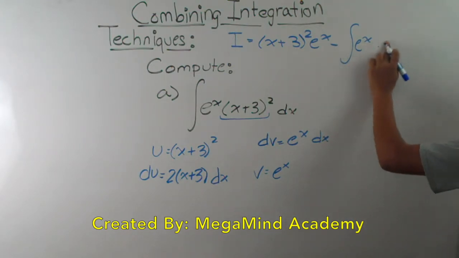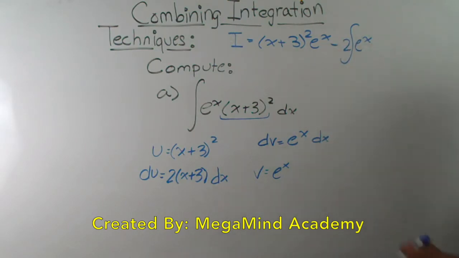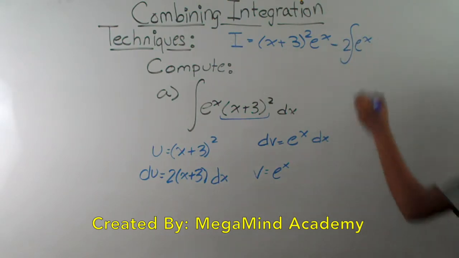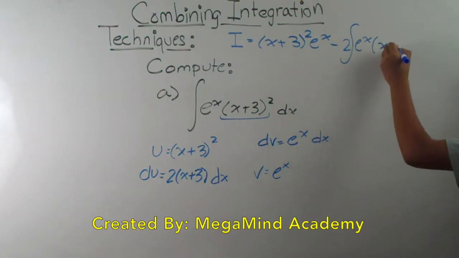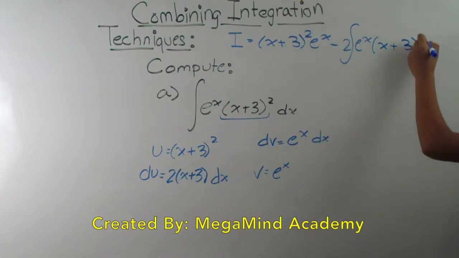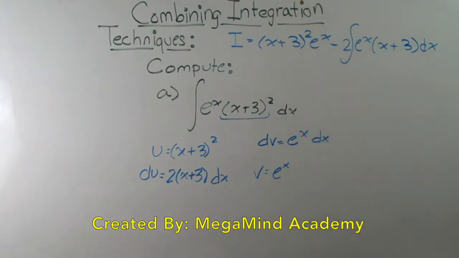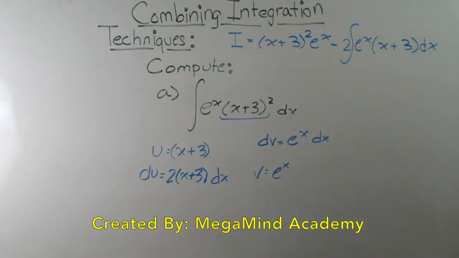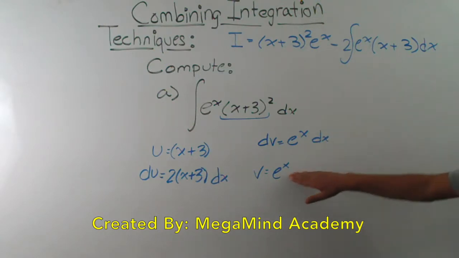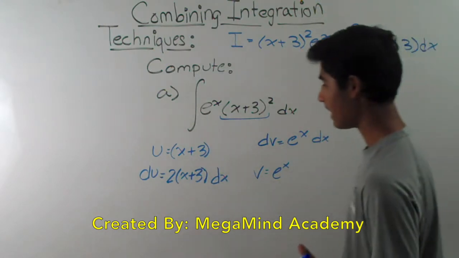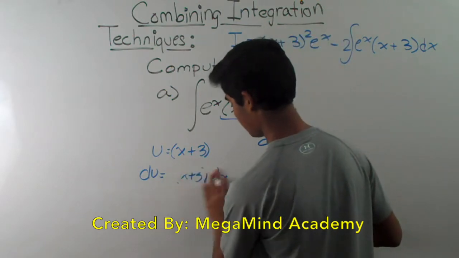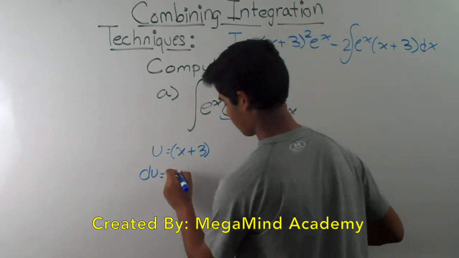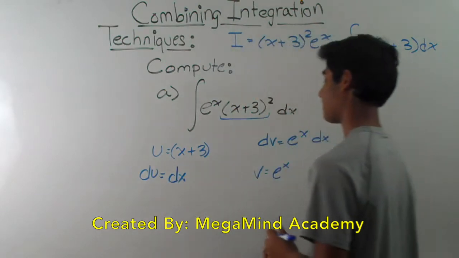so we can move this constant out, so minus 2 times the integral of e to the x times (x plus 3) dx. So now once again we have to do integration by parts. However, this time the u will be x plus 3, so not (x plus 3) squared. The dv will be e to the x, meaning that v will also be e to the x, and that means that du will just be dx.